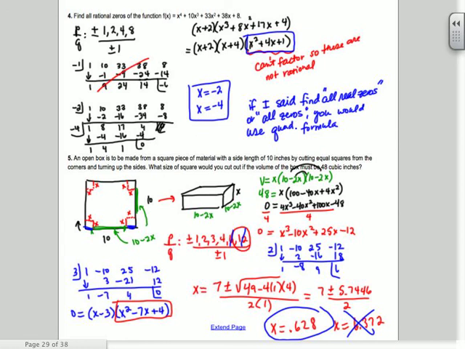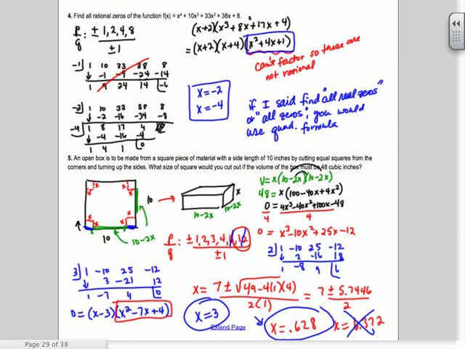Okay, now this one probably isn't right, though, because if you think about it, if I told you to cut out 0.628 inches, I think you guys would probably have some problems with that. So it's probably the 3. But I just wanted to let you know that there could be 2 answers.